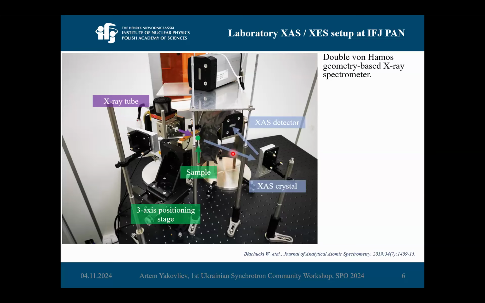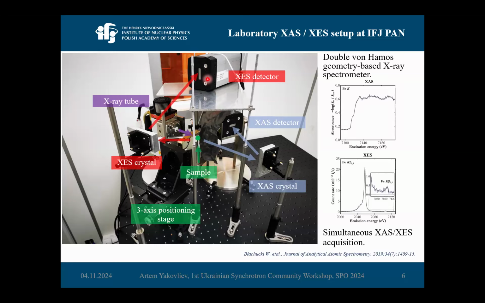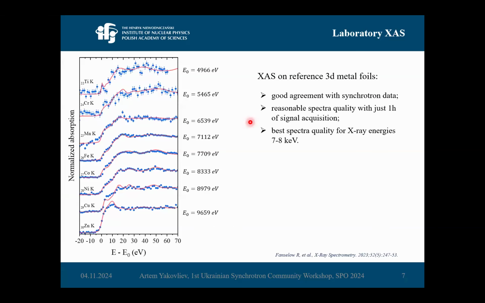So transmitted light through the sample, we disperse with the crystal and detect with this detector. And then we have the second part, the XES part. So emitted light from the sample, we disperse with XES crystals and detect on the XES detector. And the big advantage of having this double spectrometer system is that we can do XAS and XES at the same time. So we don't lose time by doing one and then the second one and rearranging the setup around.